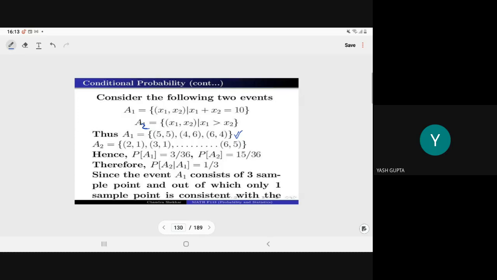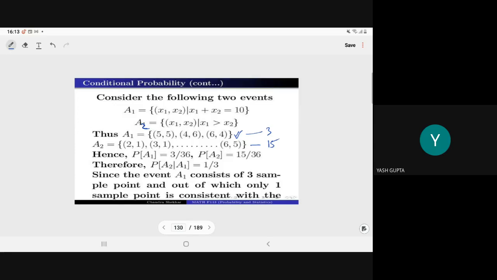5 1, 5 2, 5 3, 5 4, 6 1, 6 2, 6 3, 6 4, 6 5. So in total we have 15 sample points. In this we have a total of 3 sample points, and here we have a total of 15 sample points. So the probability of A1 will become 3 upon 36, and the probability of A2 will become 15 upon 36.